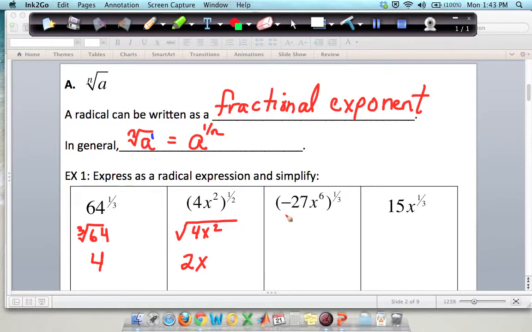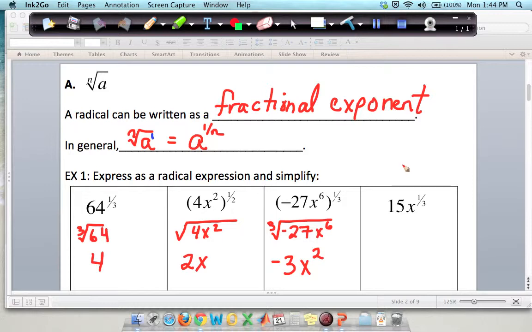This third example, negative 27x to the 6th, all to the 1/3 power. Again, all of this is in parentheses, so all of it is under the cubed root sign, the cubed root of negative 27x to the 6th. And now we'll simplify. Cubed root of negative 27 is negative 3. 3 goes into 6 2 times.